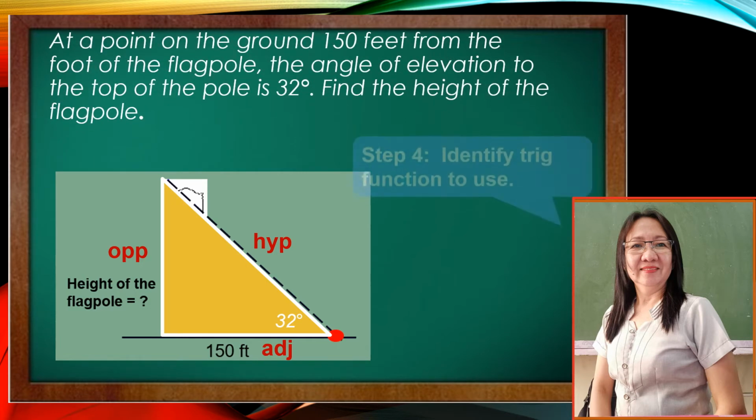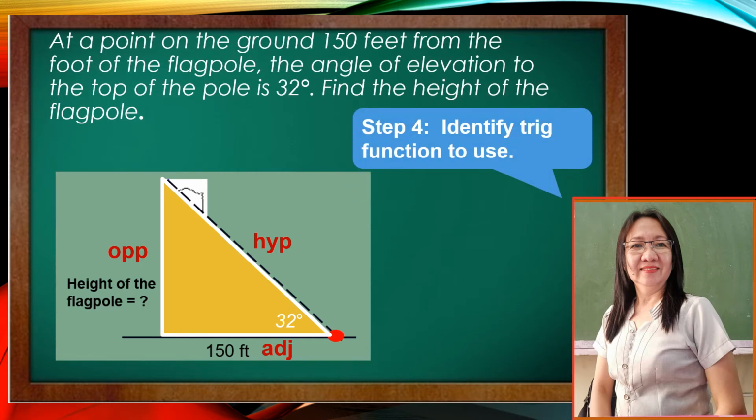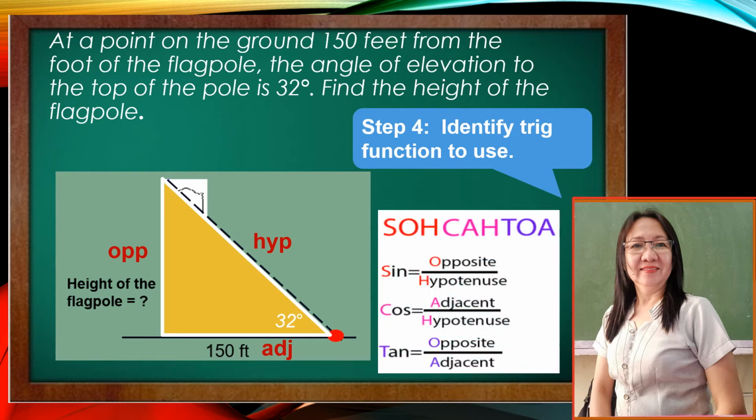After the label, let us have our step 4, which is to identify the trigonometric function to be used. Try to look at the given. We have here the reference angle, we have the opposite, and the adjacent. Looking now at our SOHCAHTOA, which will be our guide in using the trigonometric function, obviously we have the tangent, which is opposite over adjacent. So let us use this function.